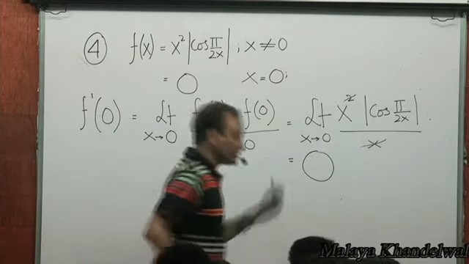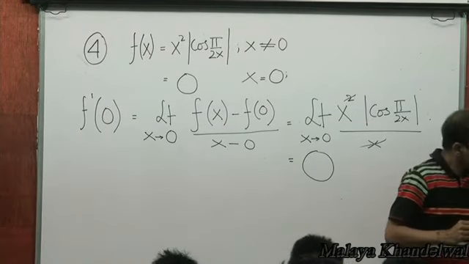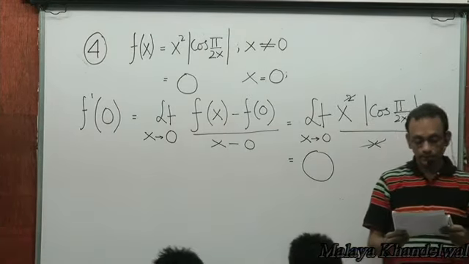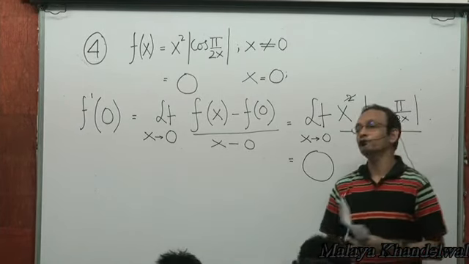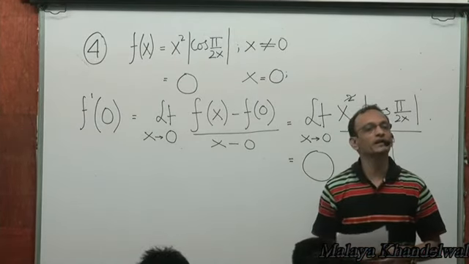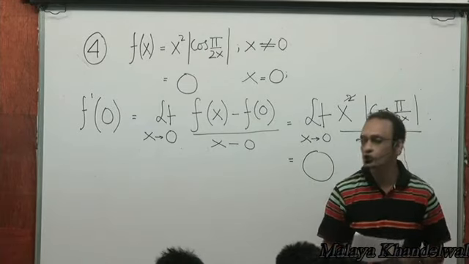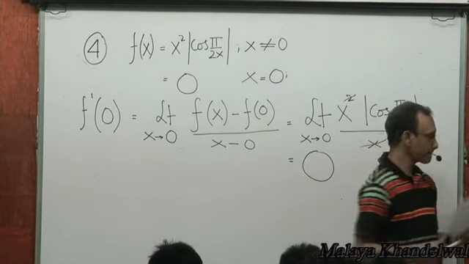Right? Now the next part of the problem, we'll have to figure out whether f dash at 1/3 exists or not. Right?